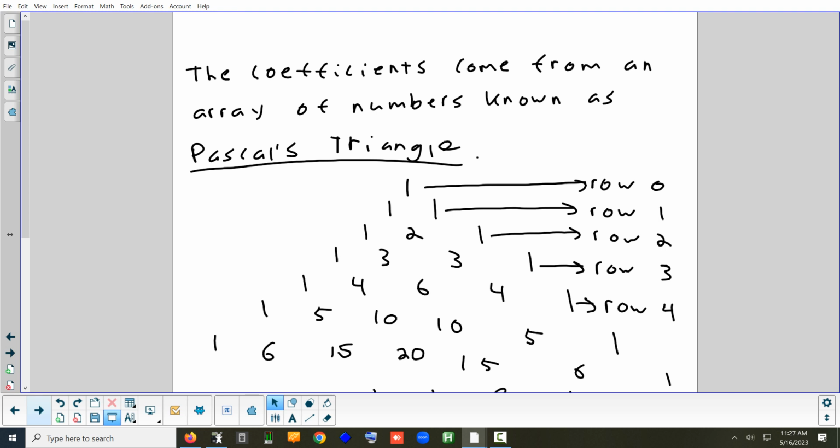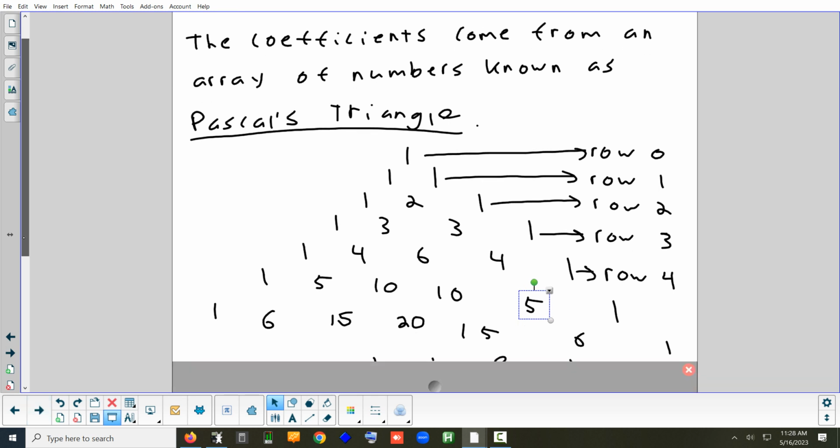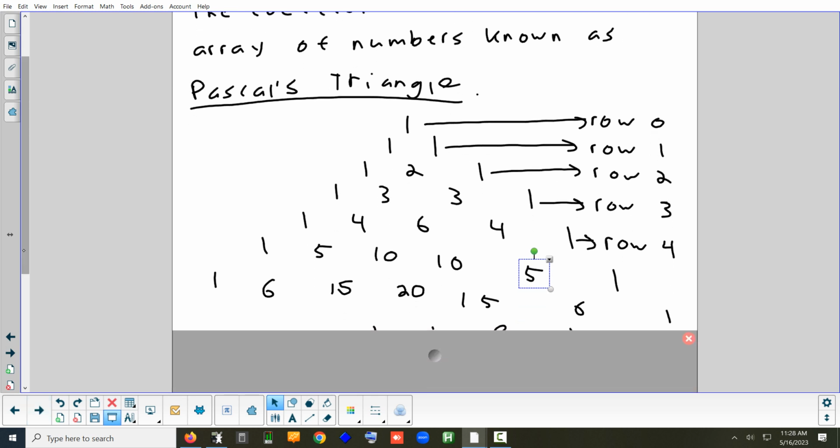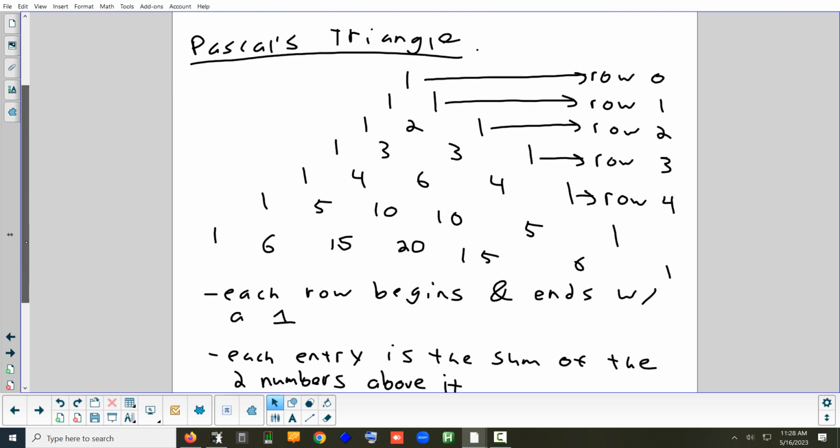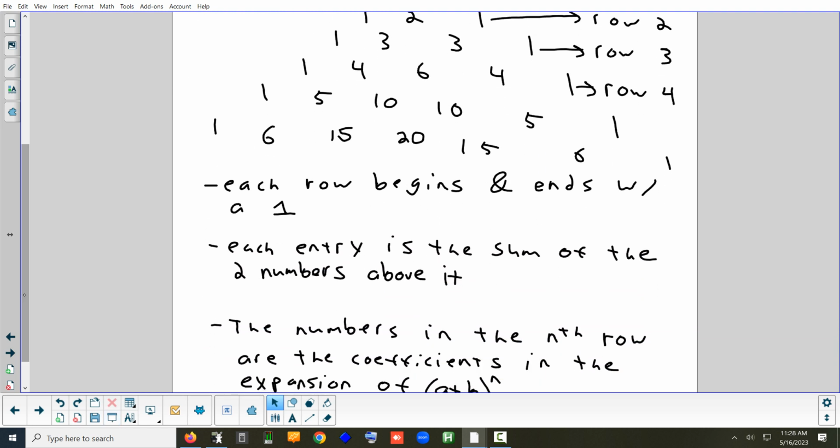You always have 1s on the outside. And each number is the sum of the 2 above it. So 1 plus 3 is 4, 3 plus 3 is 6, 10 plus 5 is 15, and so on. So each row begins and ends with a 1. Numbers above it, we add them together.